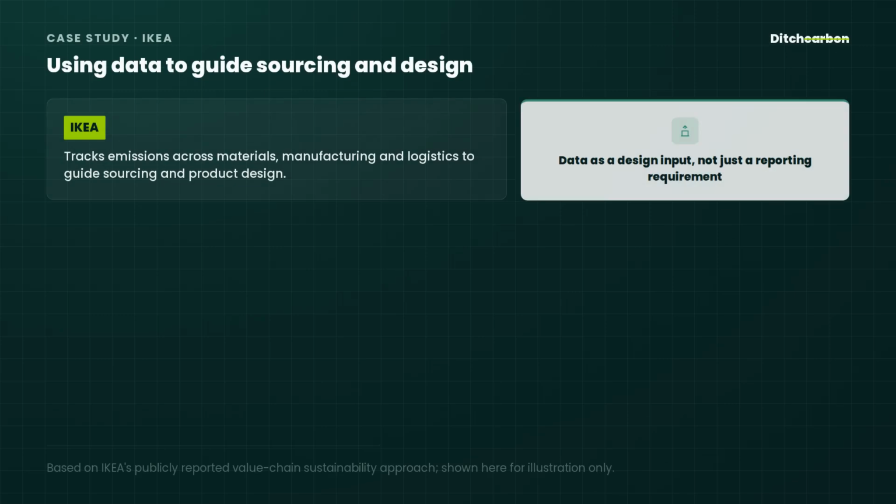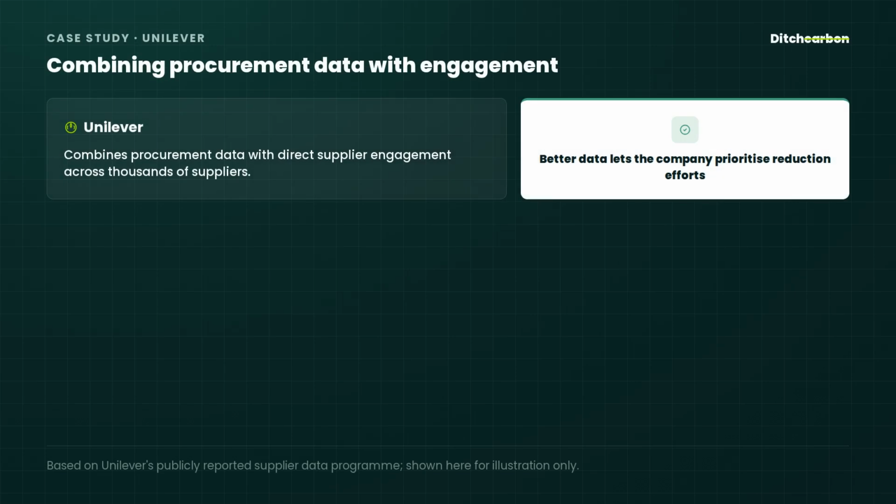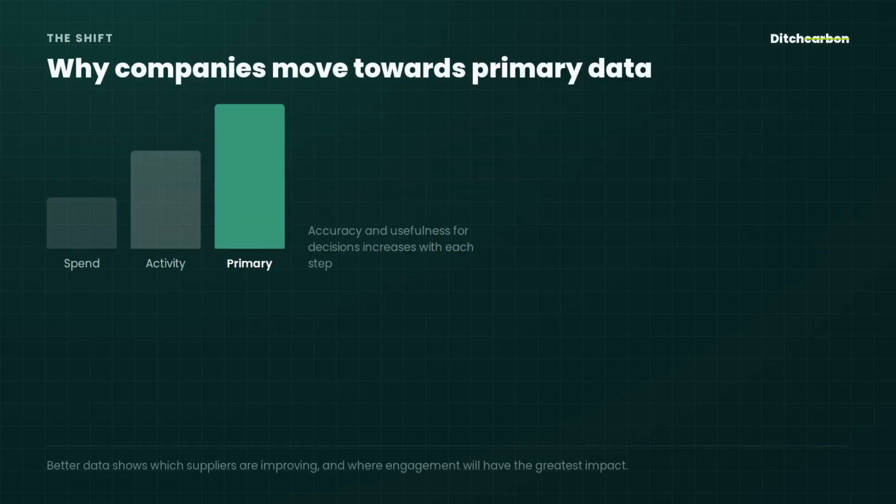IKEA takes a broader view. It tracks emissions across materials, manufacturing, and logistics and uses that data as an input into sourcing and product design decisions, not simply as a reporting requirement. And Unilever, with thousands of suppliers worldwide, combines procurement data with direct supplier engagement. As the data gets better, the company can prioritize its reduction efforts more effectively. These are all illustrative examples based on public reporting, but the pattern is consistent.